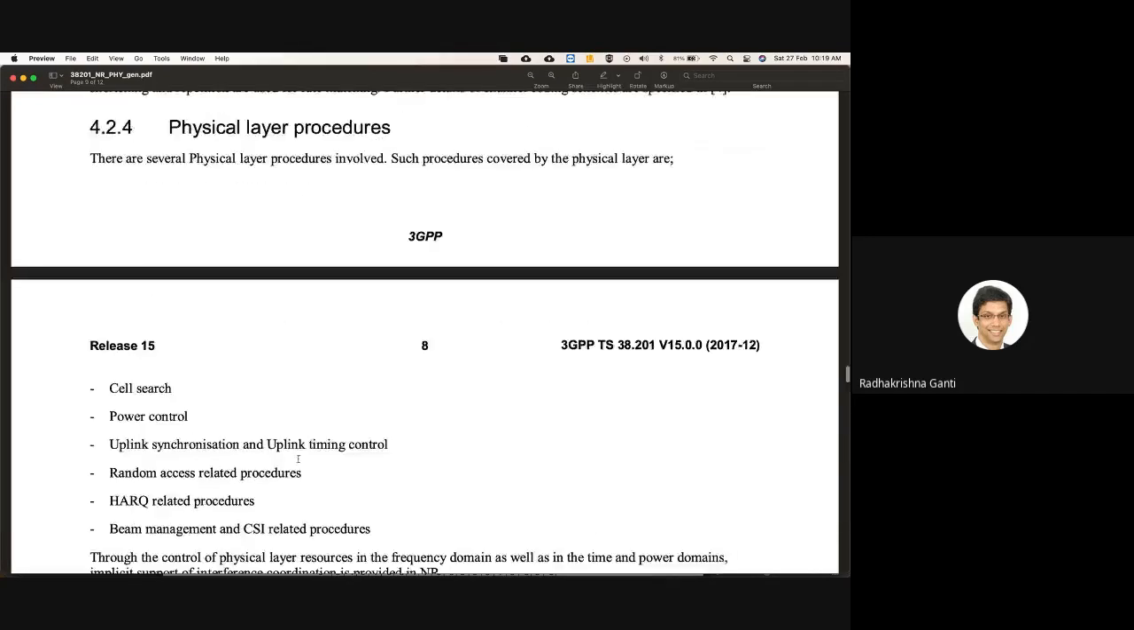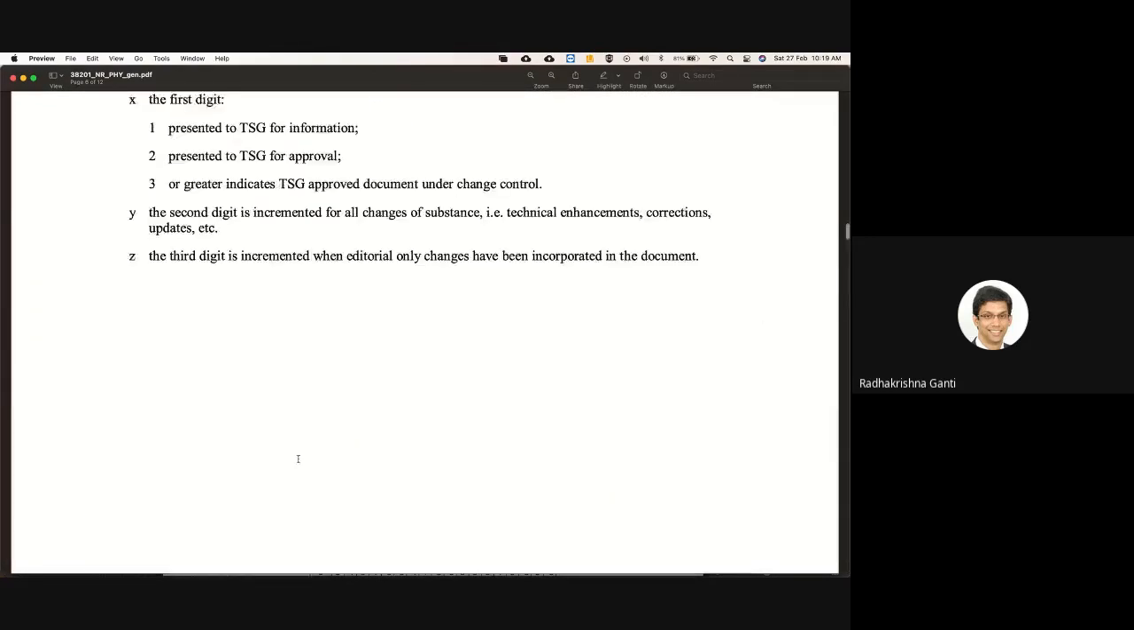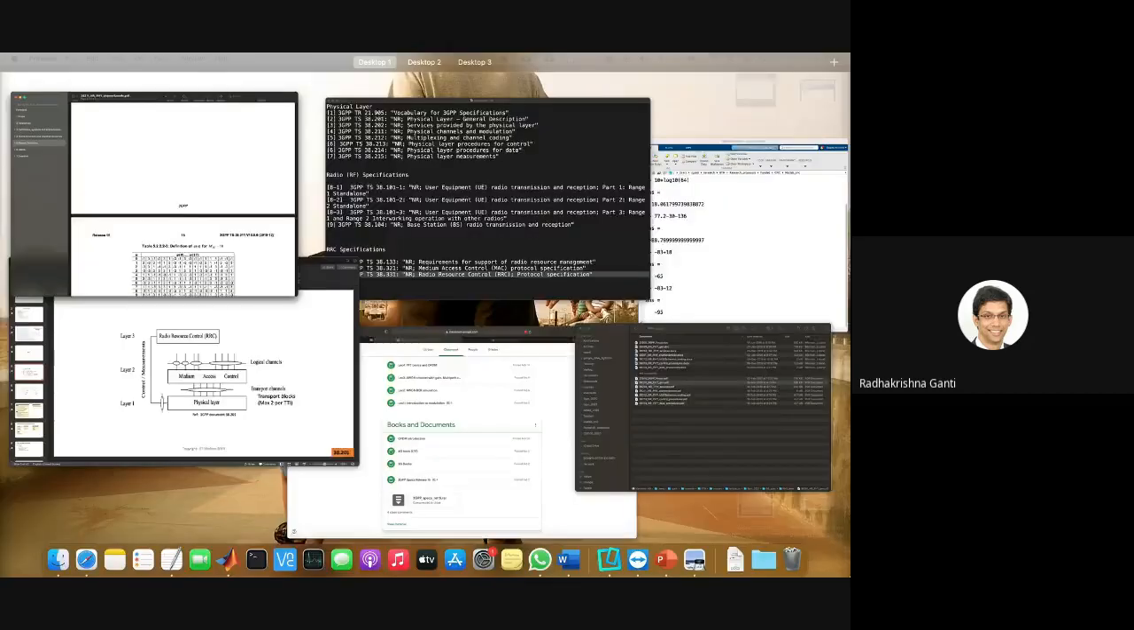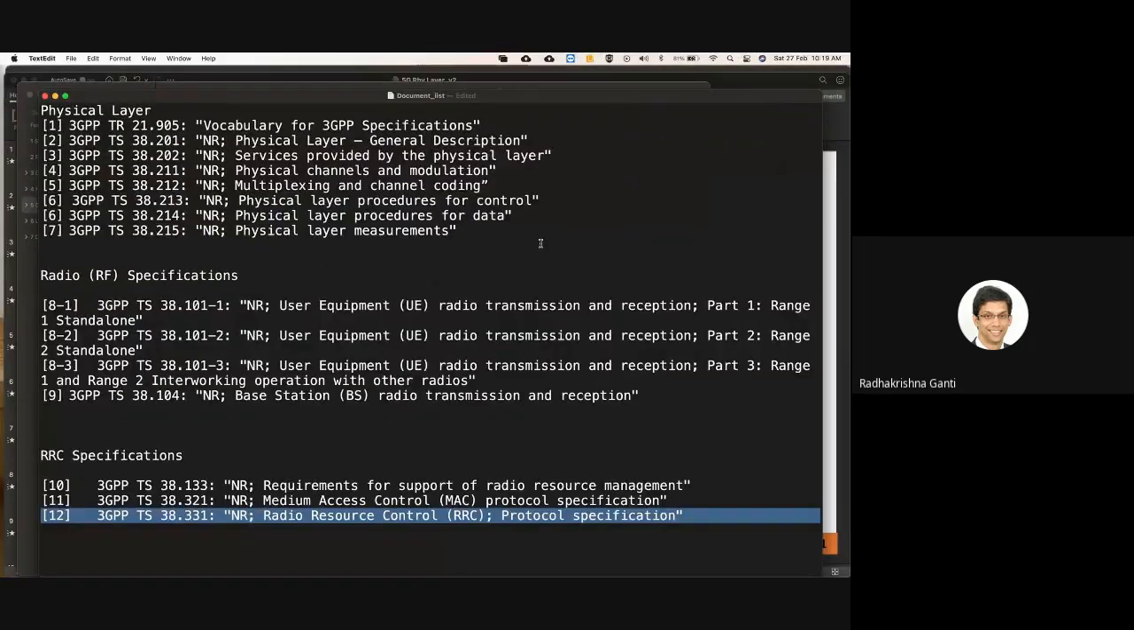Okay? So all of you understood what the different documents are. Okay, what does each document do? This will become clear. I don't expect you to remember all this. But the general thing that you should remember is the 38 series is what we are going to do. The 38.2 series is the physical layer, 38.1 is the RF, and 38.3 is the MAC and the radio resource control, channel specification.